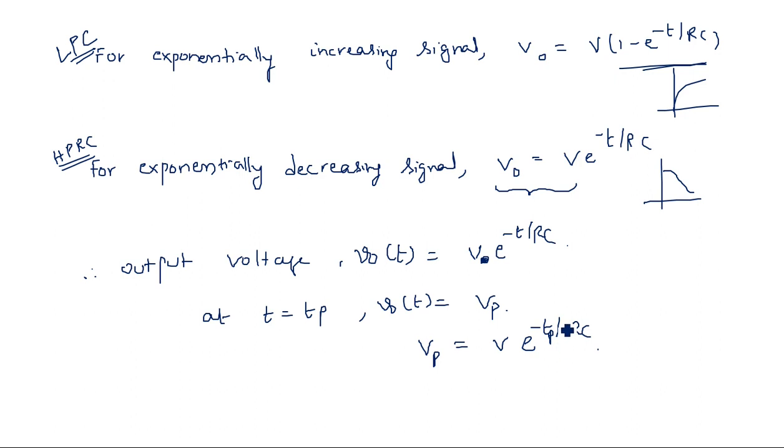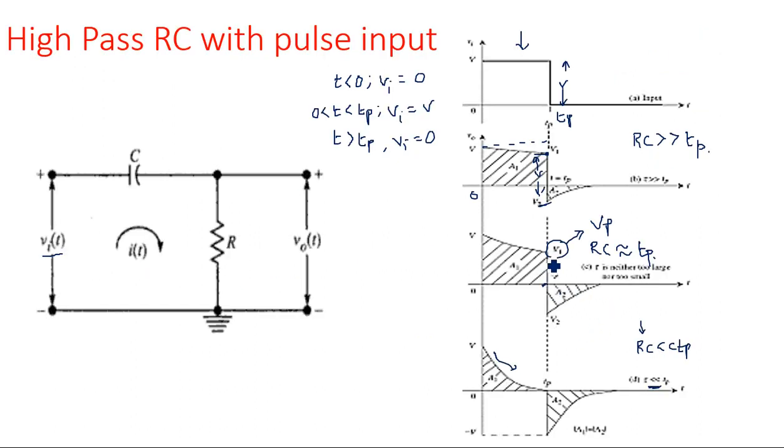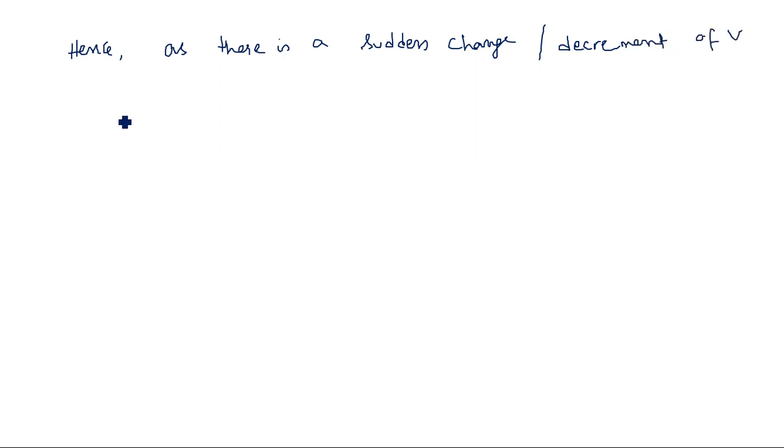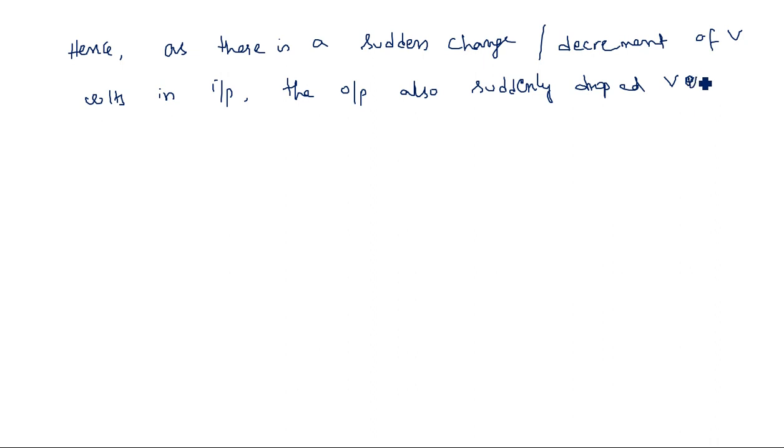Okay, so now this sudden change appears across the output, and the same voltage will be decremented. By how many volts? V volts. As I explained here, at t equal to Tp, the same change will appear here, and there is a decrement in the output by V. Hence, as there is a sudden decrement of V volts in the input, the output also suddenly drops V volts down.